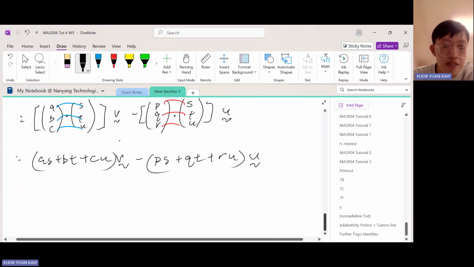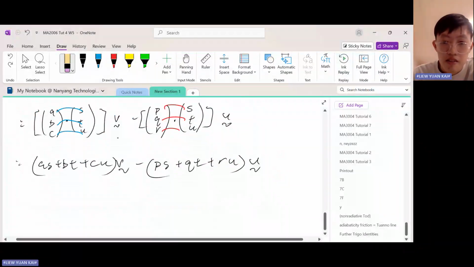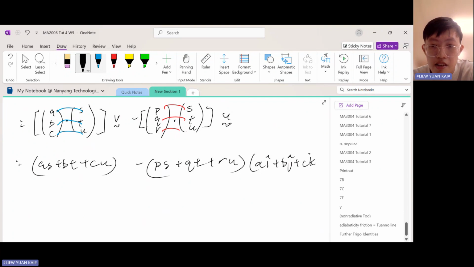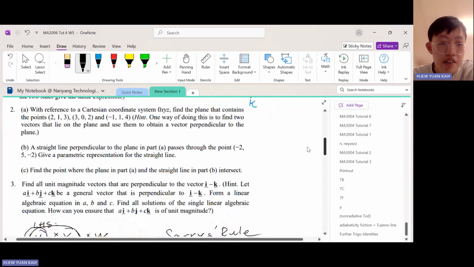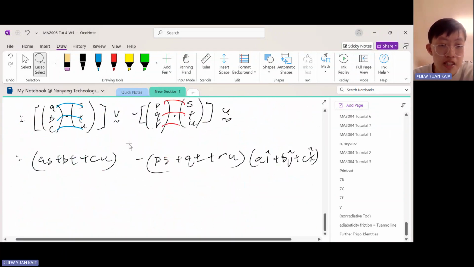Now we need to substitute the expressions for V and U in. I'm going to substitute this straight away. I remember U is Ai plus Bj plus Ck, and then vector V was P, Q, R. Let me move this aside first.